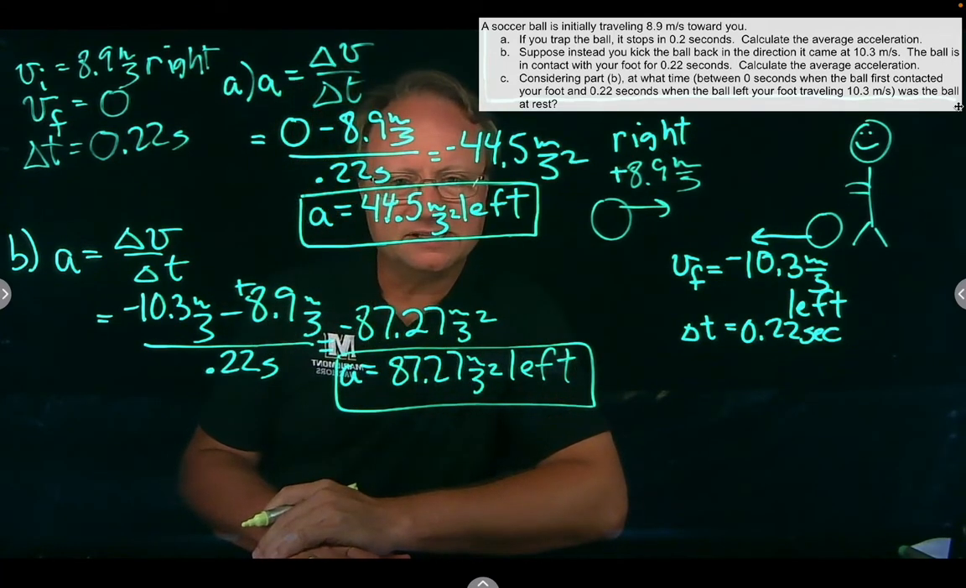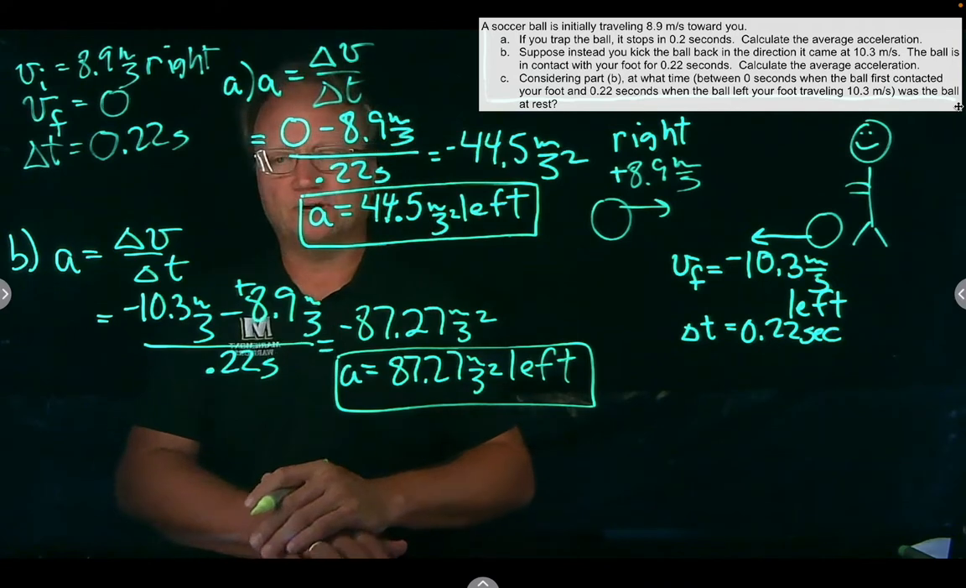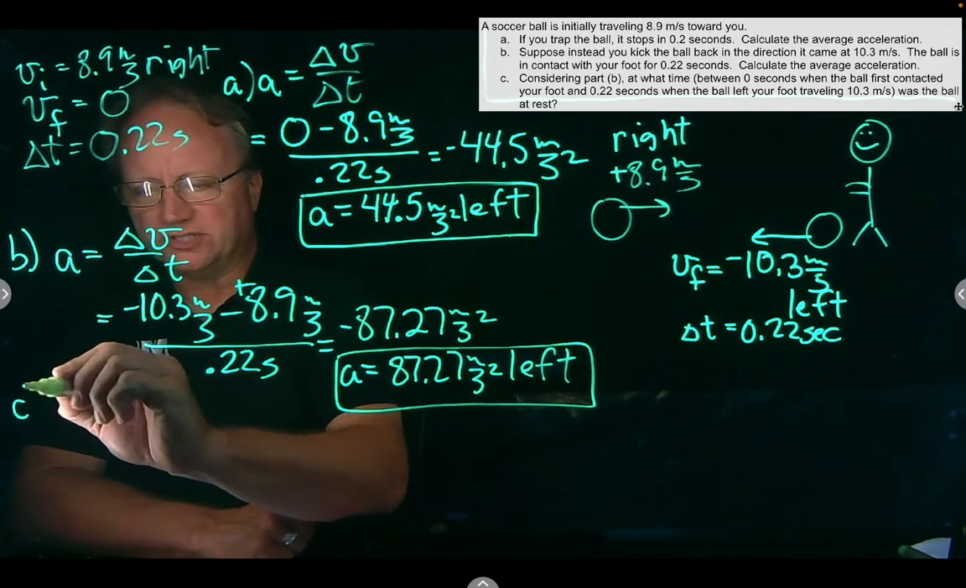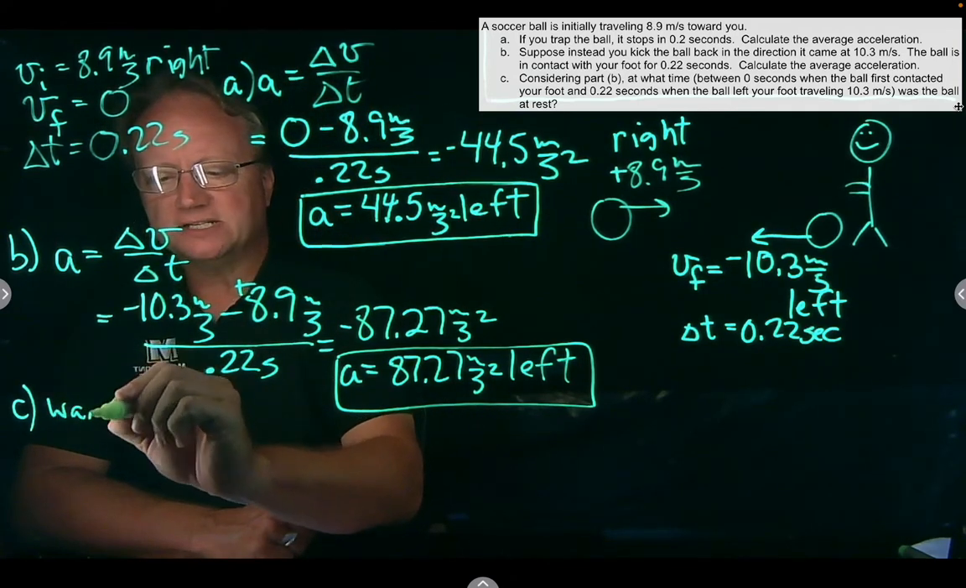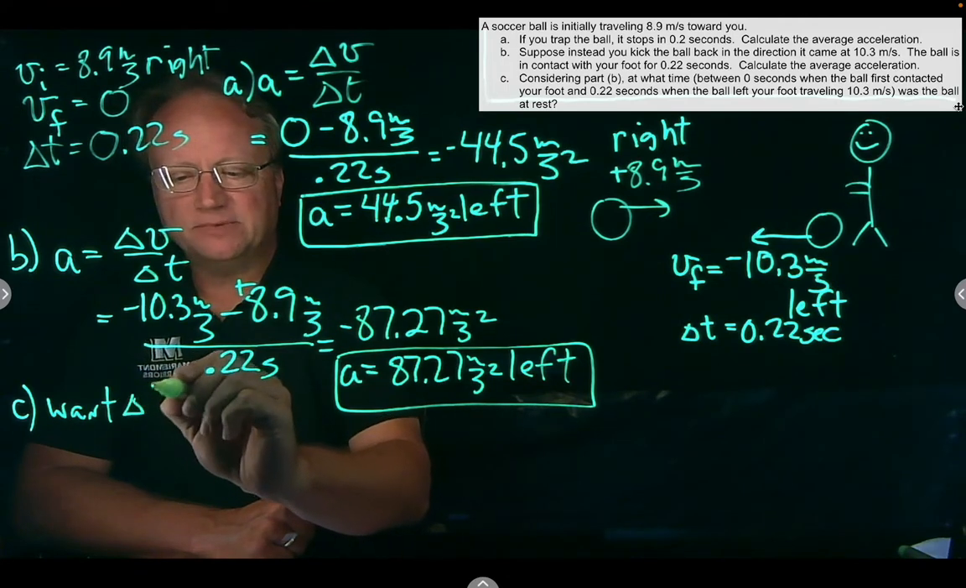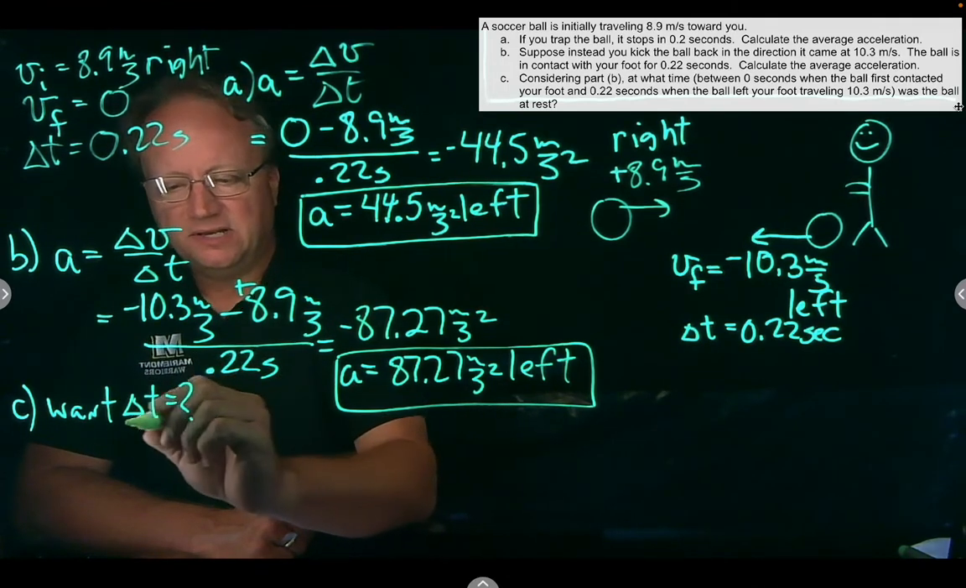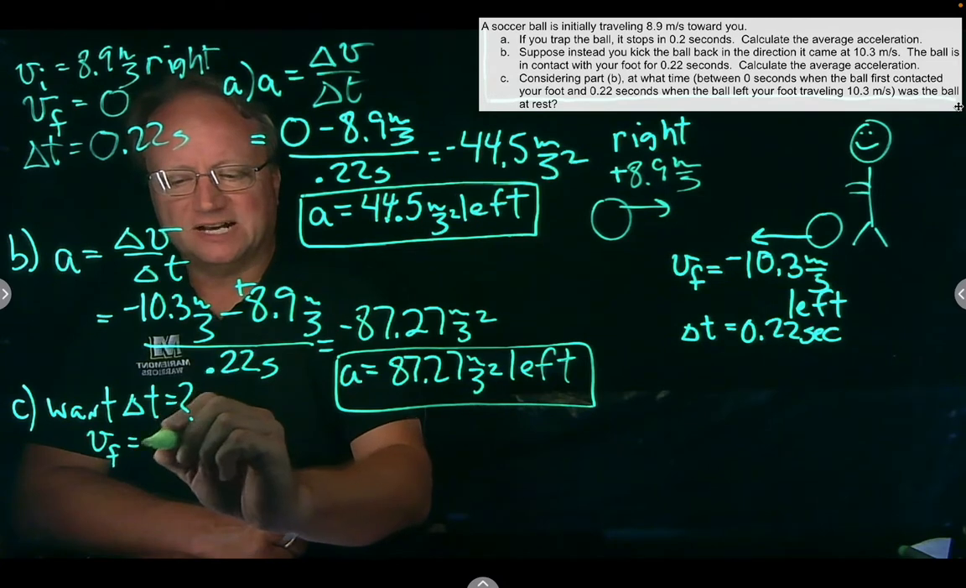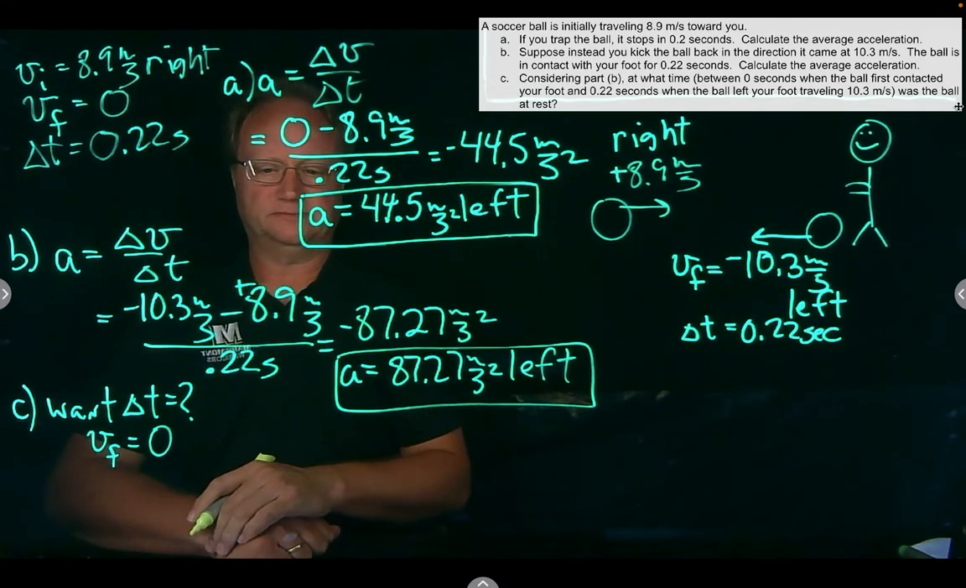Now, part C. Considering part B, at what time between 0, when the ball first contacted your foot, and 0.22 seconds, when the ball left your foot traveling 10.3 meters per second, was the ball at rest? So now in part C, we want the time when the final velocity is equal to 0.